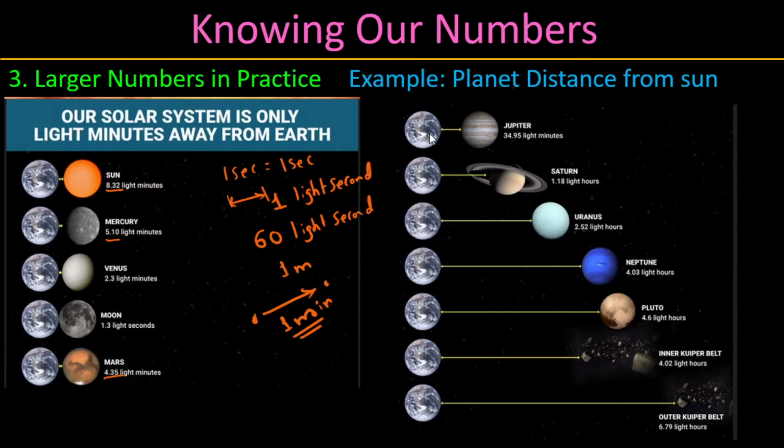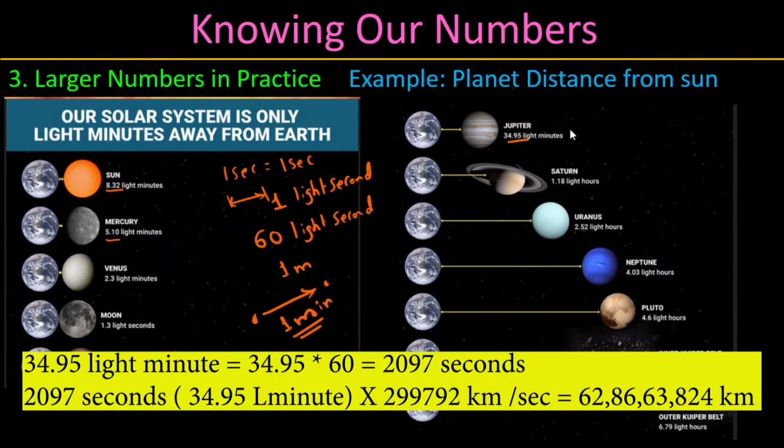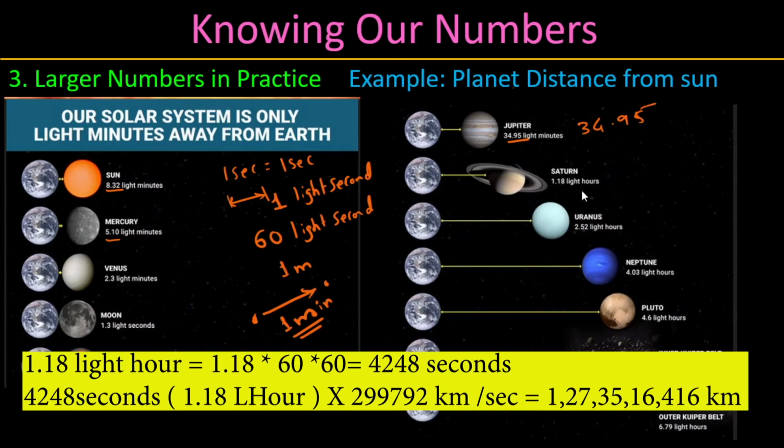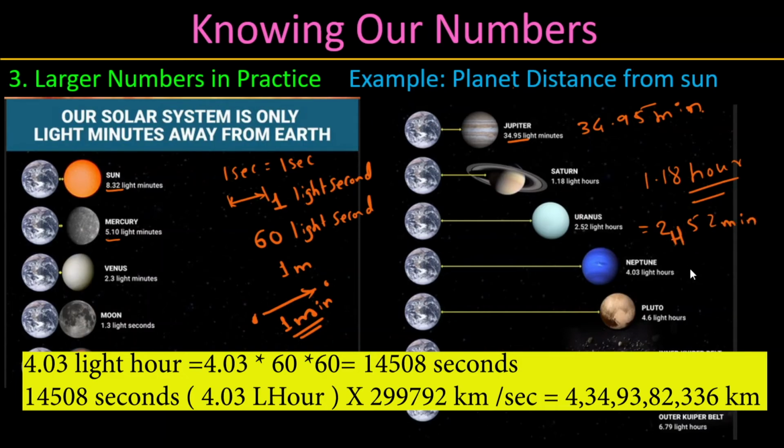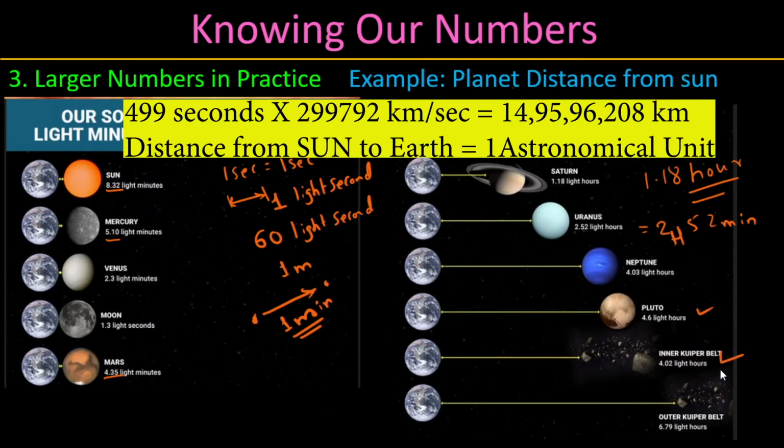If you throw a light from the Earth to reach Jupiter, it takes 34.95 minutes. And if you throw a light from the Earth to reach Saturn, it takes 1.18 hours, that is 1 hour 18 minutes. It takes 2 hours 52 minutes to reach Uranus, and 4 hours 03 minutes to reach Neptune from the Earth. Like that, about 4 hours to reach Pluto, and about 4 hours to the inner Kuiper belt and outer Kuiper belt. So all these things.